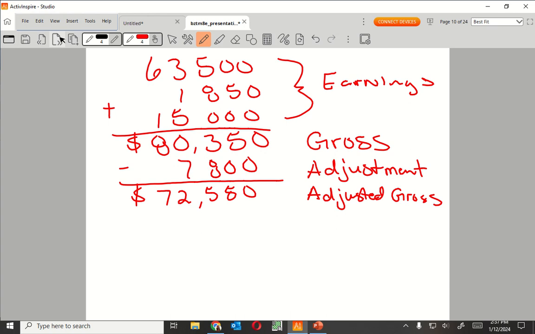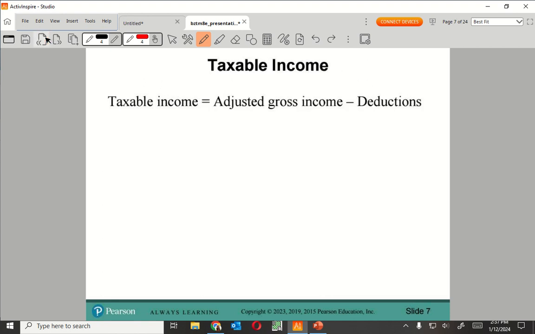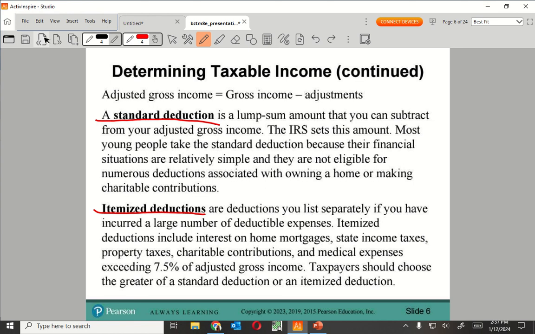So now I'm going to go find the next part. It says determine his taxable income. Now, this is important because it says he's entitled to a standard deduction of this, and he actually has some itemized deductions also. So I want you to go back to this slide, which is slide number 6.